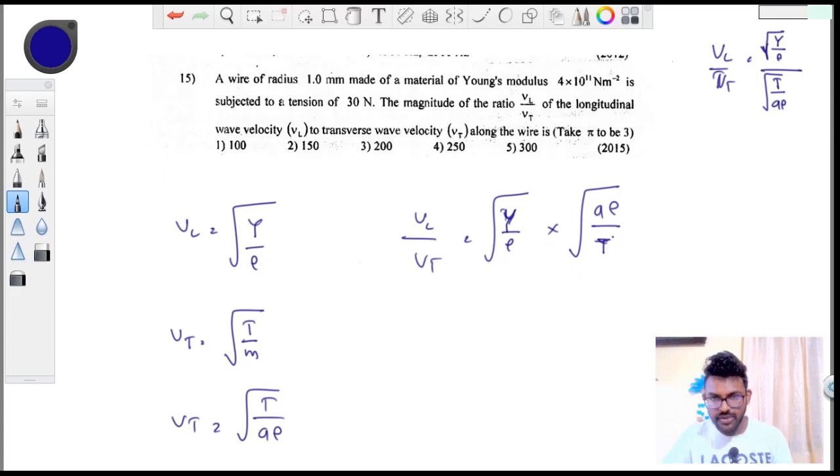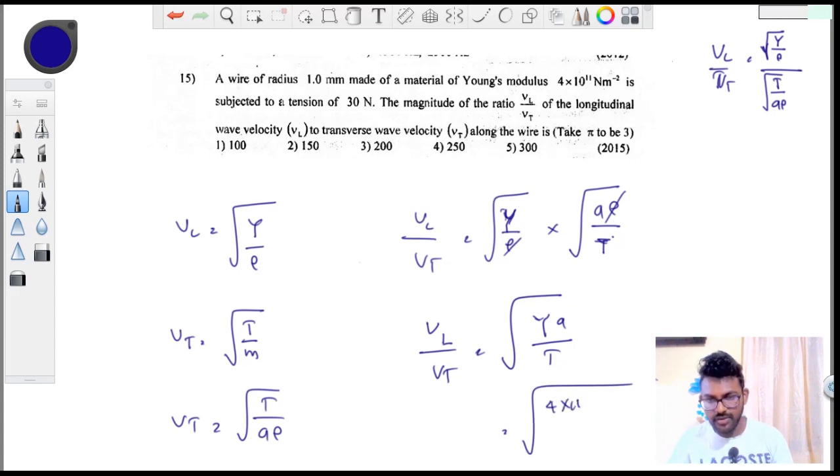You can see there's this root sign, root rho and root rho, that cancels off. So we have VL over VT equals root of Young's modulus times A over T. Do we know the Young's modulus? Yes, that is 4 into 10 to the power 11. And the radius is given, and we are asked to take pi to be 3. So how do we write the cross-section area? Remember, it's the radius, not the diameter, so we can straight away apply it. The cross-section area is pi r squared. So pi will be 3, and r squared will be 1 into 10 to the power minus 3, squared.